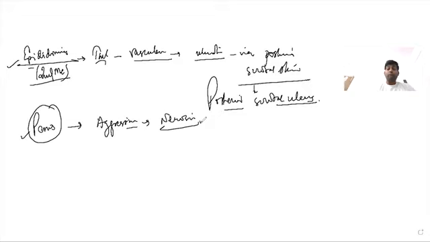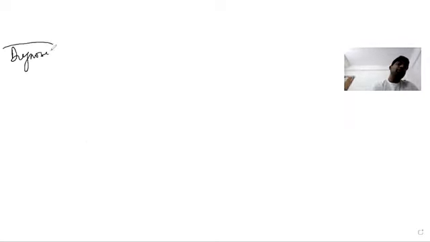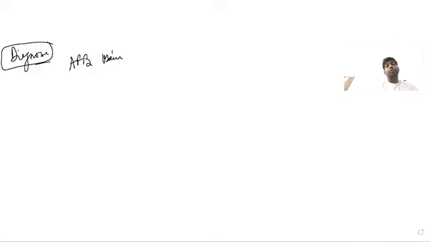Now let us talk about how we diagnose a case of genitourinary tuberculosis. To confirm a case, the gold standard test is AFB urine culture, to detect the tubercle bacilli in the urine culture.